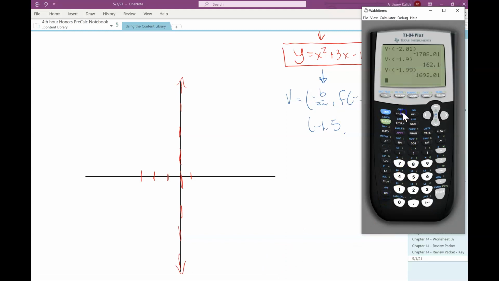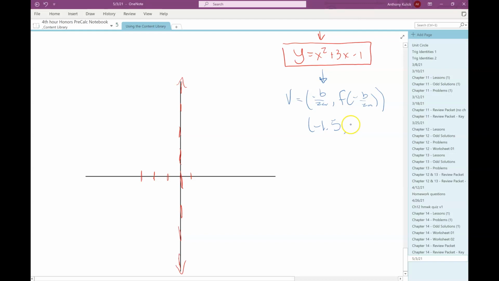And then if I plug that in, I get about negative 3.25. And then I'm going to also be interested in maybe getting the X-Intercepts for this. That would probably be enough to get a decent picture.